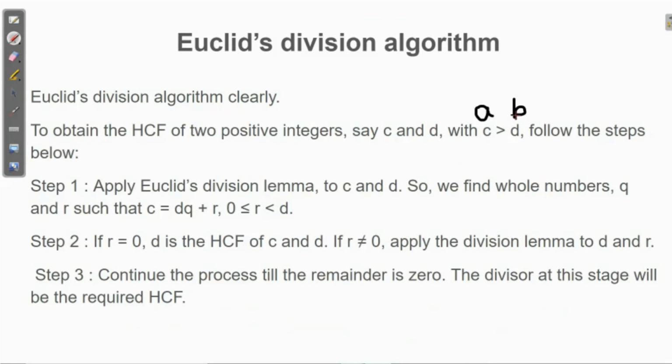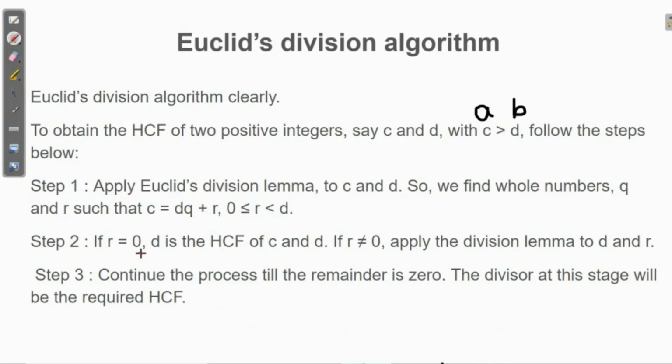If I have to obtain the HCF of two positive integers using Euclid's division algorithm, then I have to consider C and D such that C will be greater than D. And then I'll apply Euclid's division lemma to C and D, and I will get the value of Q and R. When I divide C by D, I will get the value of quotient and remainder. You know that. And I should make sure that if R is less than D, I should stop. Otherwise, I should continue.